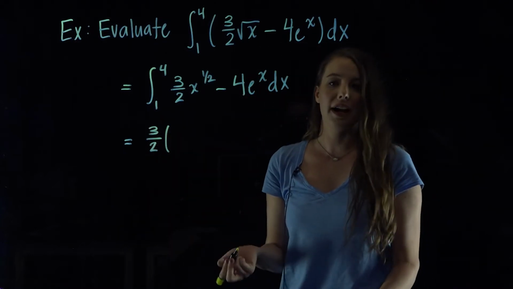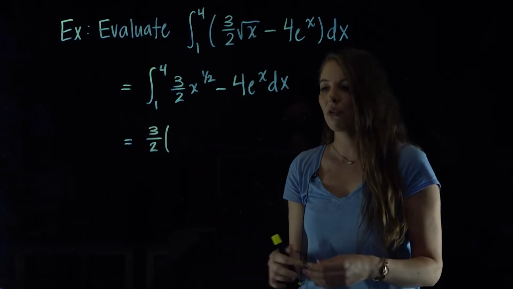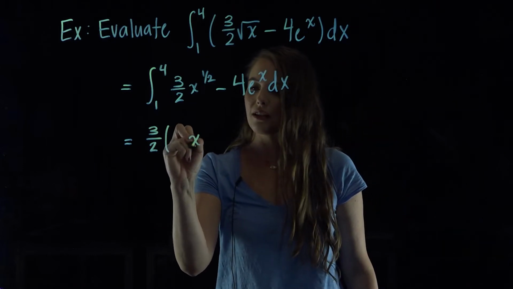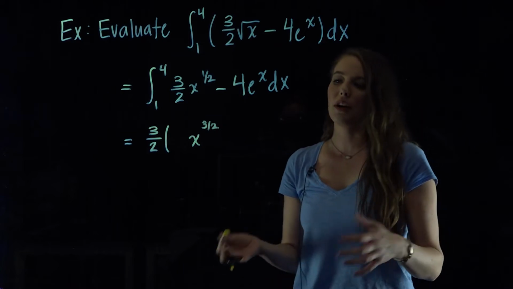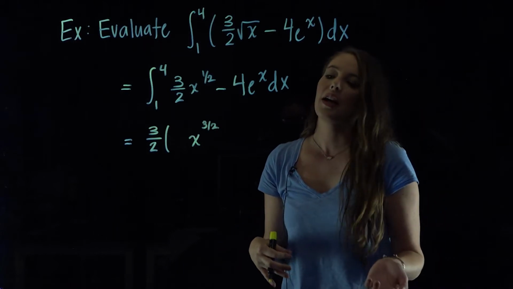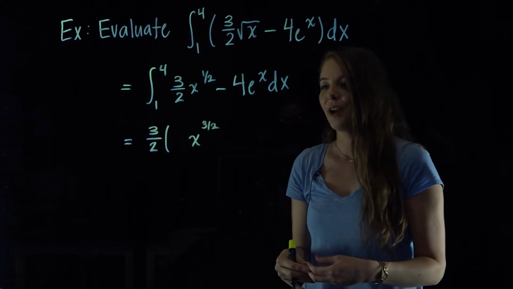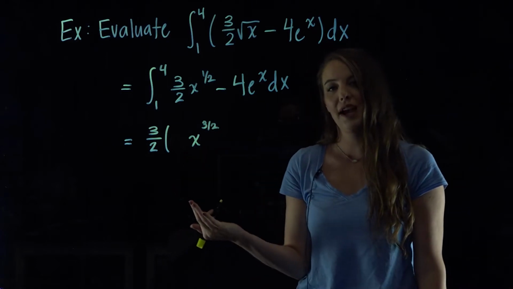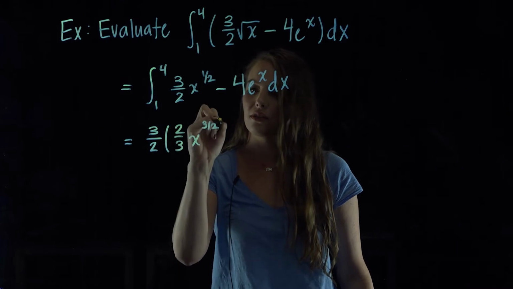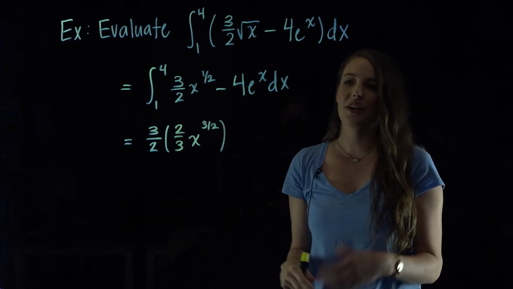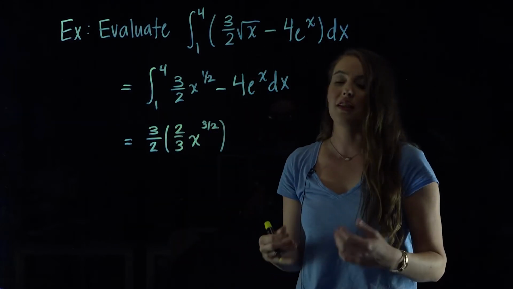For x to the 1/2, I'm going to use the antiderivative power rule, and it states that we need to increase the exponent by 1. So x to the 1/2 becomes x to the 3/2, and we divide by the new exponent. However, dividing by 3/2 is the same thing as multiplying by the reciprocal 2/3. So that is the antiderivative of the first term in the function.